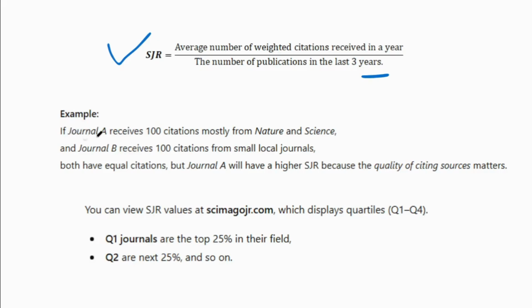For example, if journal A receives 100 citations mostly from Nature and Science, and journal B receives 100 citations from local journals, both have equal citations, but journal A will have a higher SJR because the quality of the citation source matters, because journal A has citations from Nature and Science. That's why it will have a higher SJR compared to journal B. You can view SJR values at scimagojr.com and also see the SJR value on the Scopus source page.